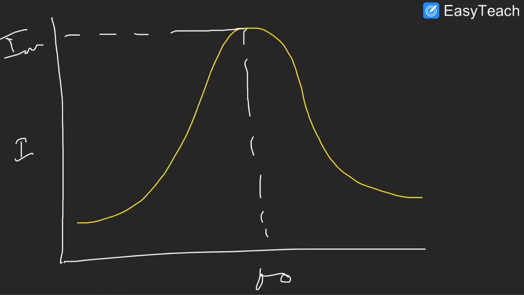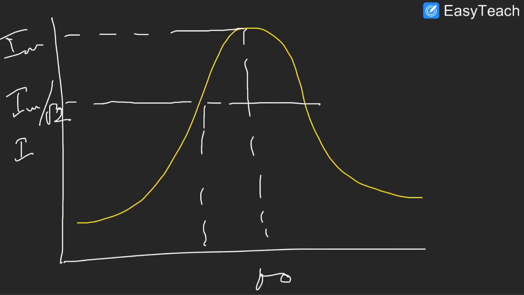Okay, I've drawn this much more clearly here. So here I have my current peaking at a certain value. If I take I max by root 2, this is going to cut the curve at a certain frequency. So this frequency range is known as bandwidth.